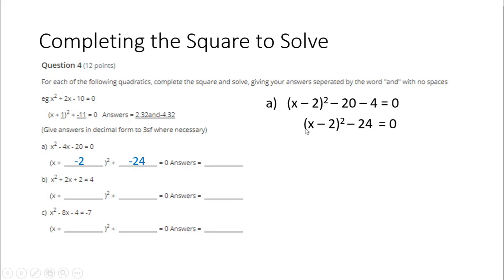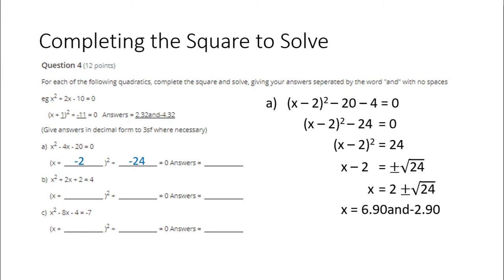And my answers, I need to rearrange this to get x on its own. So I'll take the 24 to the other side. It's minus now, so I'll make it plus. I'll get rid of the square by square rooting. Don't forget a positive and negative for that. Positive and negative square root of 24. And I'll get the x on its own by taking that negative 2 to the other side, making it positive. So my two answers, once when I add, once when I subtract, is 6.90 and negative 2.90. Be careful with how you round. That was correctly rounded to 3 significant figures. The 0 was a placeholder in between significant figures.